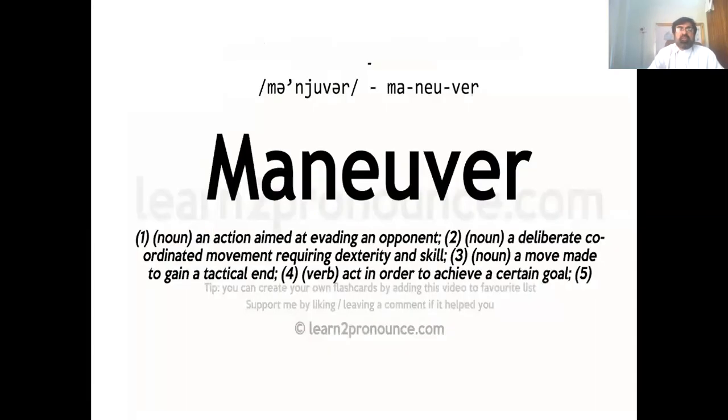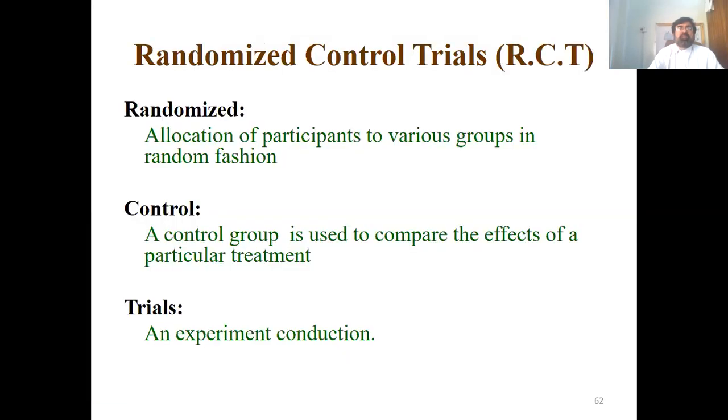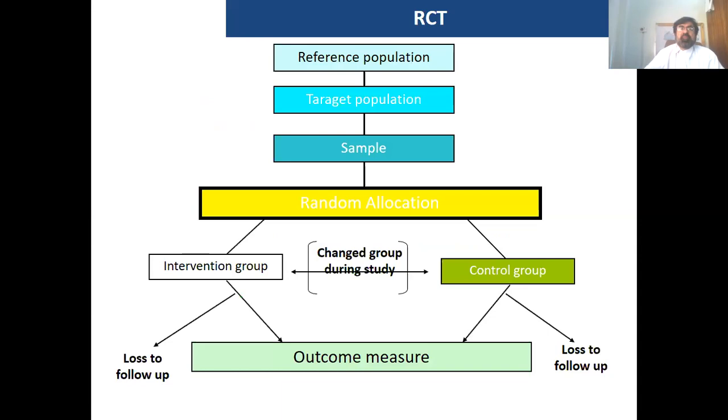That is the definition of maneuver. Further definition: randomized control trial is the allocation of participants to various groups in a random fashion, and a control is used to compare the effects of a particular treatment. Trial means an experiment conduction. And this is a flow chart of this type of study.